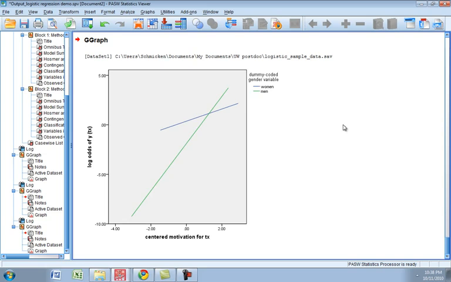So I hope I was able to help you understand how to conduct a logistic regression in SPSS or PASW, or PASW, however you want to call it. And I hope I could also show you how to graph this interaction so you can show people exactly how that relationship looks when you're considering an interaction in a logistic regression situation.